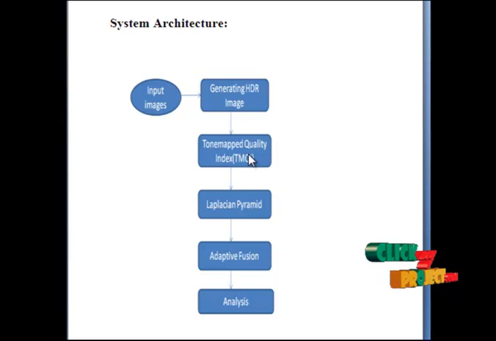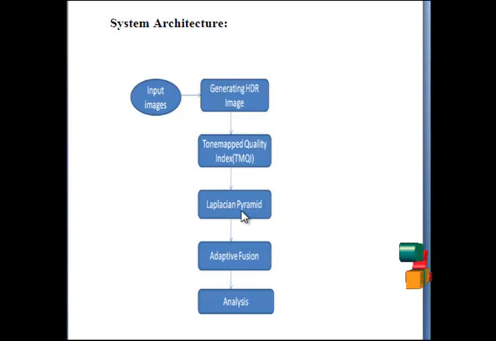This algorithm is an objective quality assessment algorithm for tone mapped images. It contains a multi-scale signal fidelity measure based on a modified structural similarity index and a naturalness measure based on intensity statistics of natural images. It converts the high dynamic range to low dynamic range images. The generated tone mapped quality index is passed to the Laplacian pyramid.